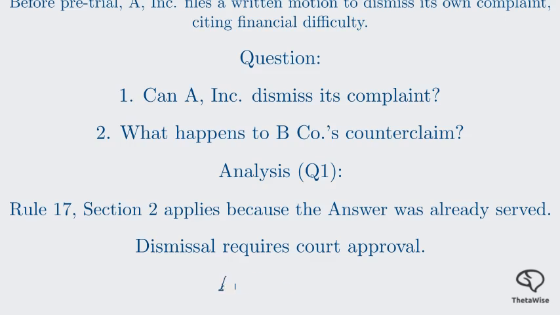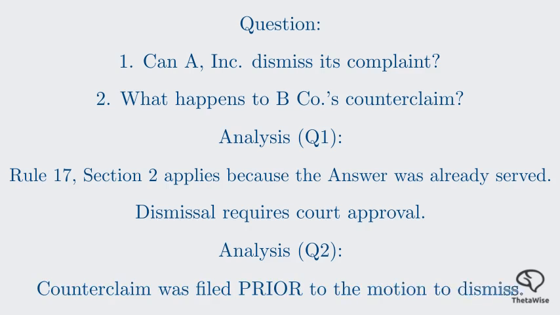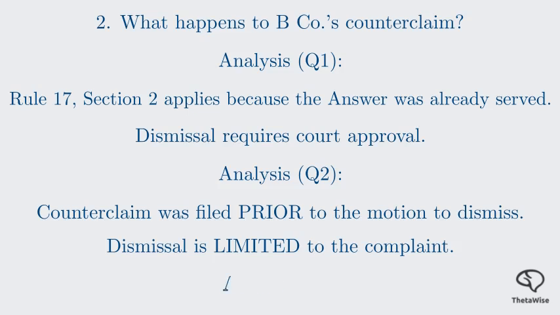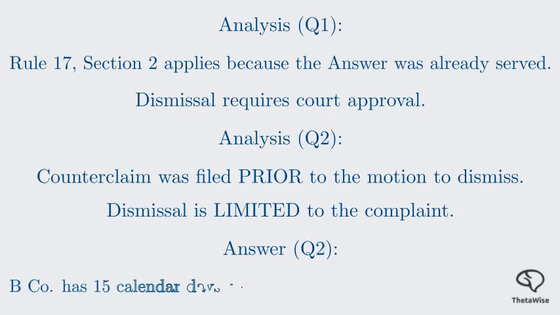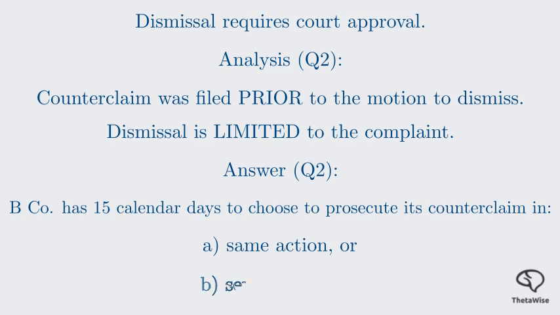Based on the facts, there's no reason to deny it, so we can assume the court will approve. Now for the counterclaim. Because the counterclaim was filed prior to the service of A. Inc.'s motion to dismiss, Rule 17, Section 2 dictates that the dismissal of the complaint is limited to the complaint. It does not affect BCom's counterclaim. BCom now has 15 calendar days from notice of the motion to decide. It can manifest its preference to have its counterclaim resolved in the same action, or it can prosecute it in a separate action. The choice is entirely BCom's.